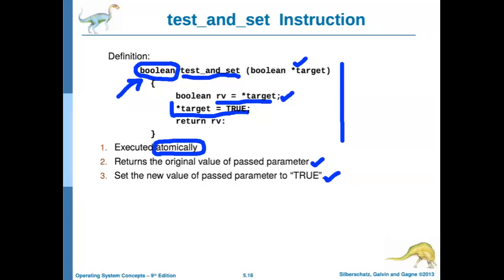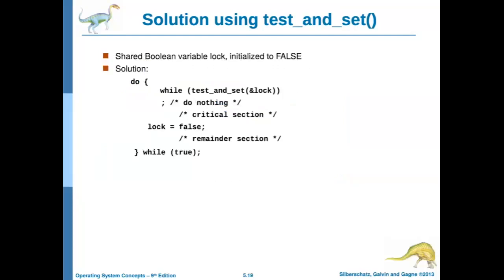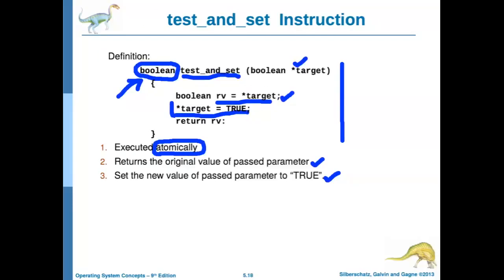If, for example, your target is true, you overwrite the value, no problem. What it returns is true. If true is returned, that means somebody else is already using it. It is as simple as that. Okay. And this is how we implement test and set.